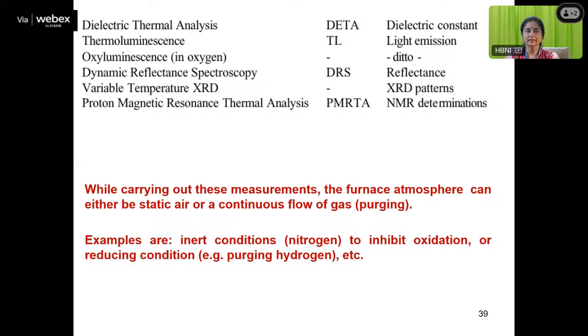An expert in thermal analysis can tell you what information you can get; if you go into various examples, you can find out these are the conditions and you can generate various information from this. Now inert condition means nitrogen, and what it does is inhibit oxidation, because if air is passing, then a lot of oxygen is there, and at high temperature the rate of oxidation will get enhanced and your sample may oxidize. And if you want a reducing condition, then you have to purge hydrogen. So these are the various conditions you can change.